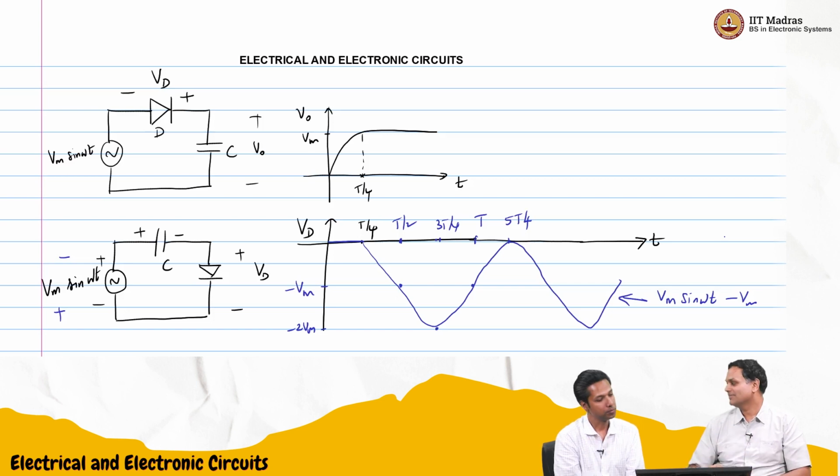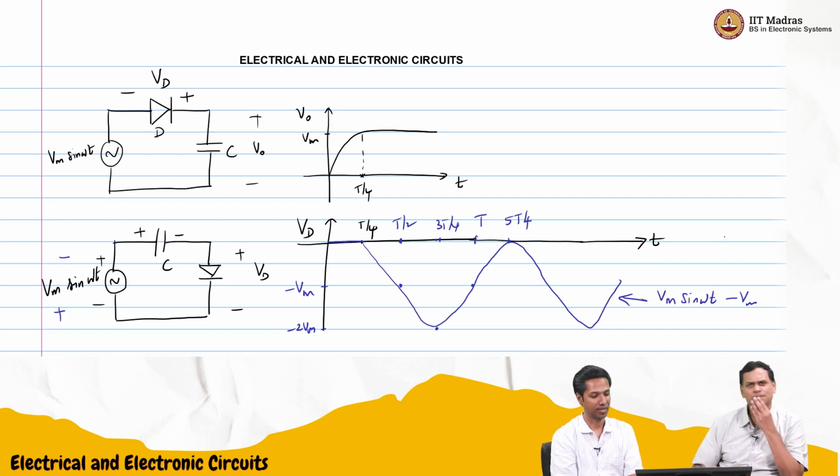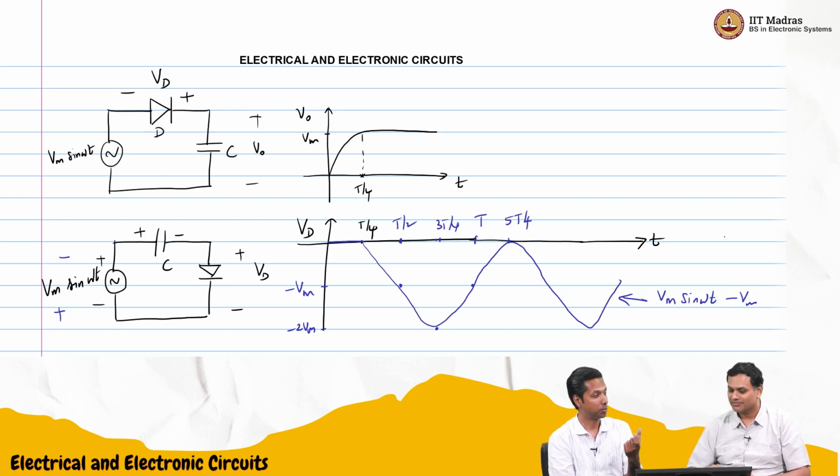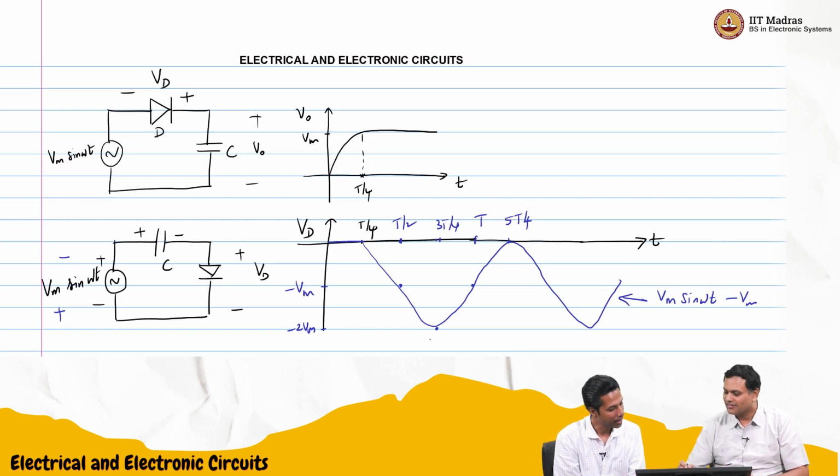Can I shift up also? If I just change the direction of the diode, will it not shift up? Seems like it, because the capacitor will charge to plus Vm. So I'll just do the same thing. By the way, we started saying what's the peak voltage across the diode during reverse bias. So that will be minus 2 Vm.